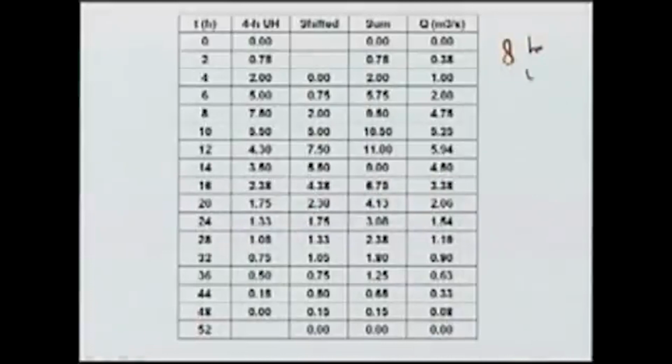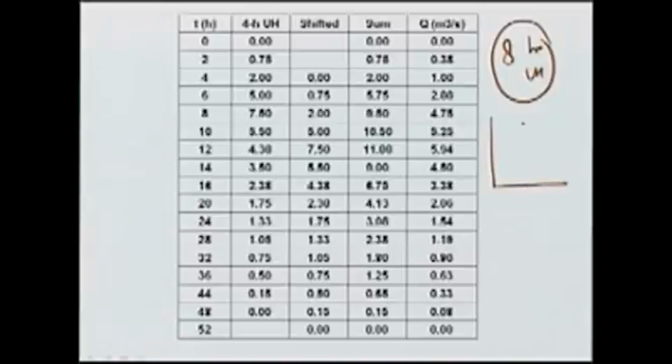Now, we can derive a unit hydrograph for any other duration which is a multiple of 4 hours by this principle of superposition. For example, if we want to obtain the 8-hour UH, for the 8-hour unit hydrograph, what we can say is that the 8-hour UH can be divided into two 4-hour segments.